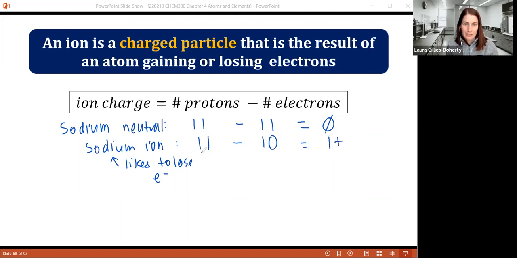Anytime you know the identity of the element, you'll be able to figure out the number of protons. And then if you know the number of electrons, you can always compute the ion charge for that atom of the element.